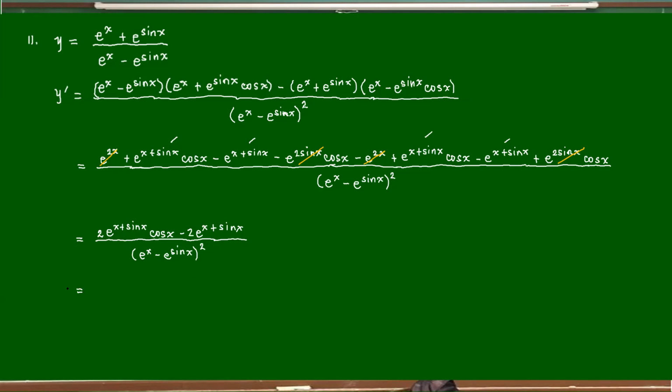I think we can still write it in a more compact form by factoring out 2 in the numerator together with e to the what? X plus sine x, right? So what is left in the first term? Just cosine x. What about in the second term? Minus 1. Okay, guys? Get it, guys? All over e to the x minus e to the sine x raised to 2. Oh, that's it. So that's the derivative. Any question with that, guys?